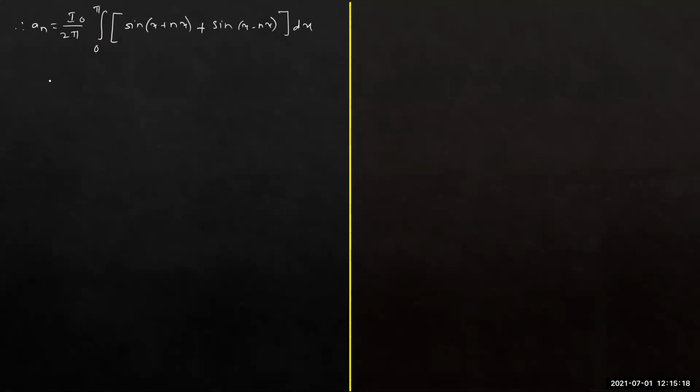Now see, for my convenience, I'm rewriting it like this: I naught by 2 pi into integration from 0 to pi. I'm just trying to take x common from these terms. So we can write it as sine of (1 plus n) into x, then plus sine of (1 minus n) into x dx. Now see, we need to evaluate this integration. Let us just try to evaluate this integration quickly. It is equal to I naught by 2 pi.